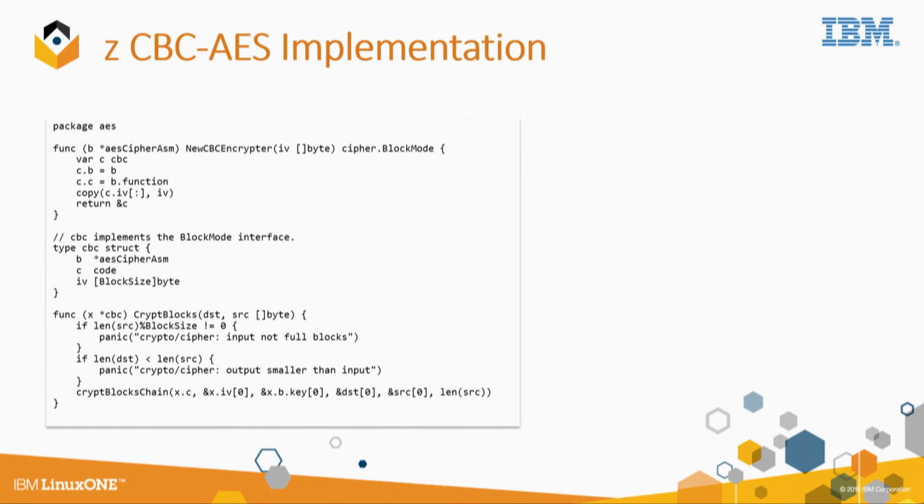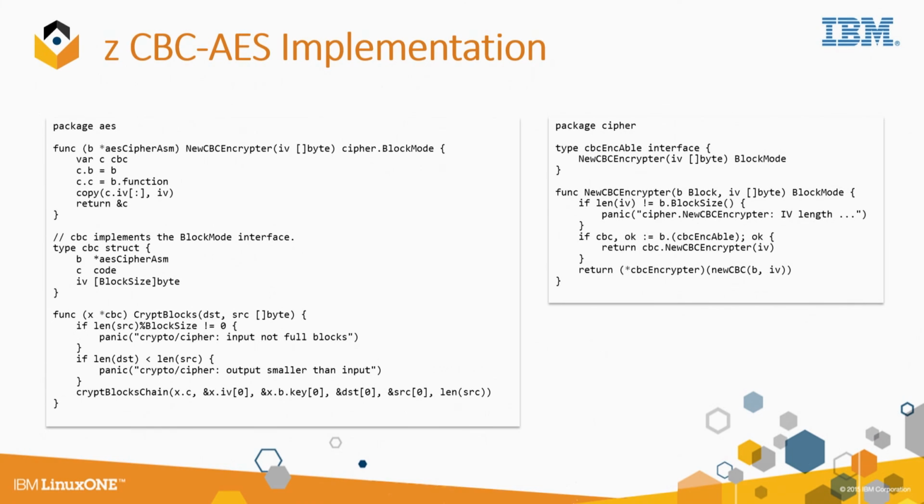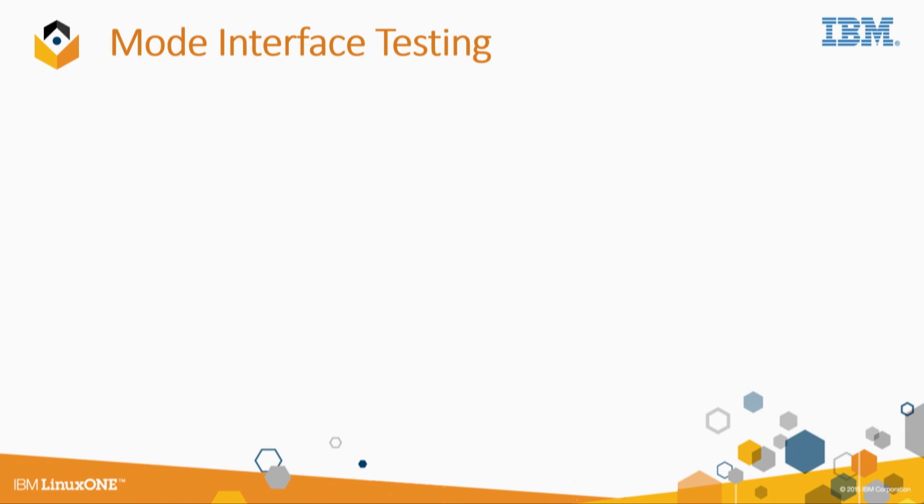Now the problem here is that this is all in the AES package at the moment. We actually created, as we saw before, our CBC Cipher mode in the Cipher package. So what do we do? We add some code to our Cipher package. In this case, we add a private interface and modify new CBC encryptor a little bit to do a type assertion, to see if our block cipher actually implements CBC. So great, now we can call it CBC and create an optimized block cipher.